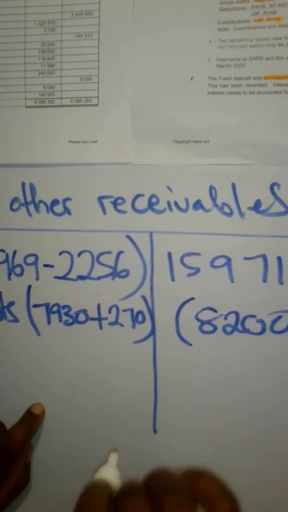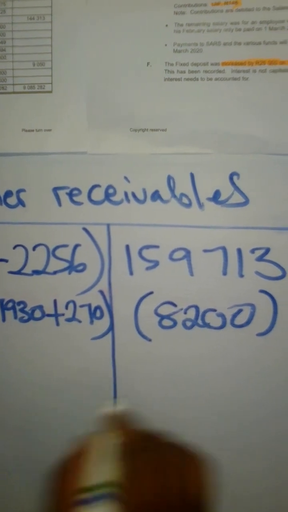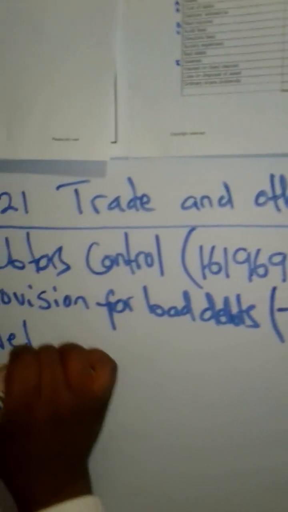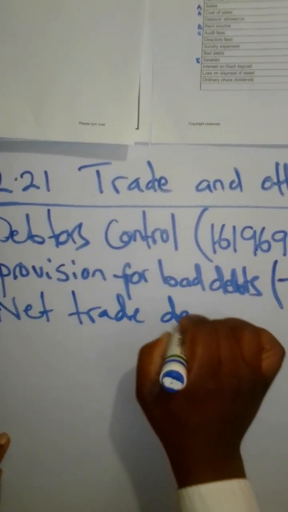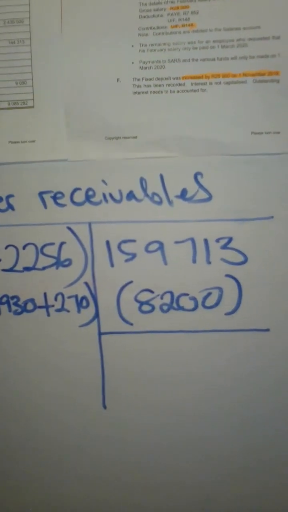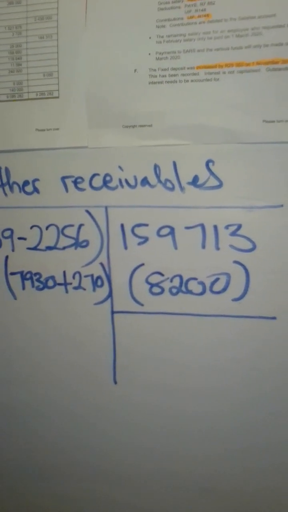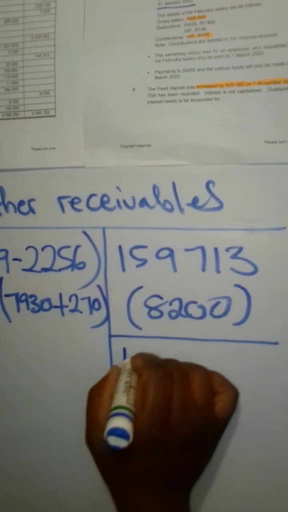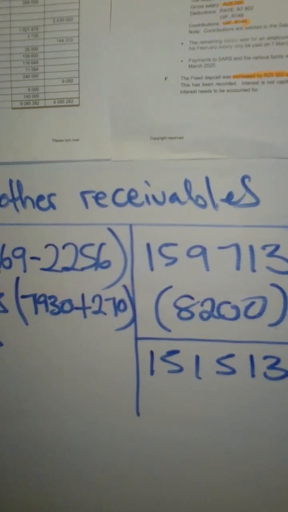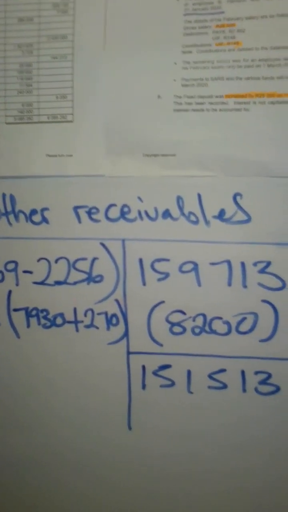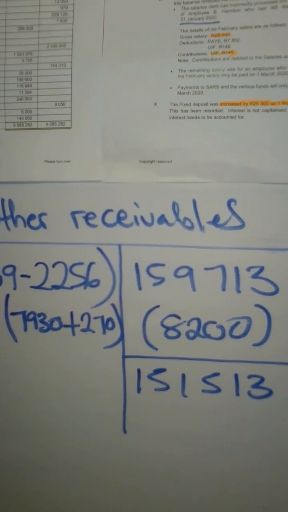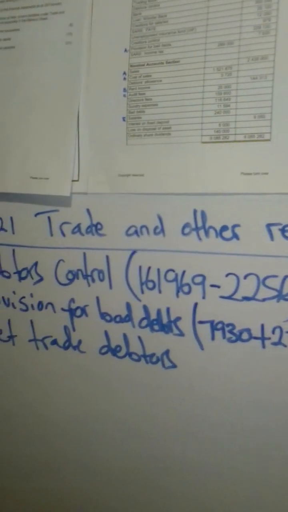Remember, the provision for bad debts reduces our debtors control. So we need to subtract so that we can find our net trade debtors. Let's subtract 8,200 from 159,713. We'll remain with 151,513. So now we look for any other item that actually makes up the trade and other receivables. From everything that we have done in our adjustments, remember again to consider all those other adjustments that we did before when we were looking at the income statement.